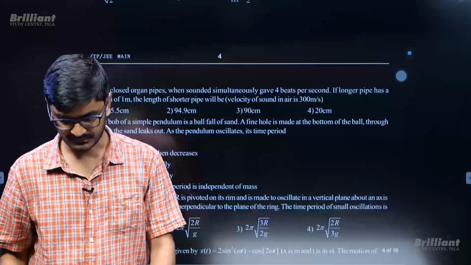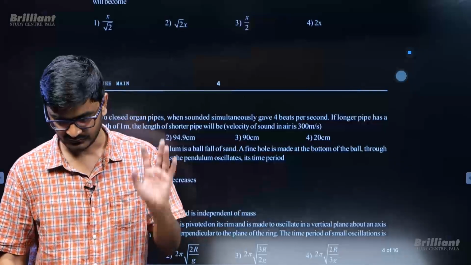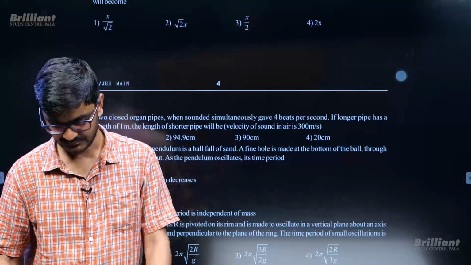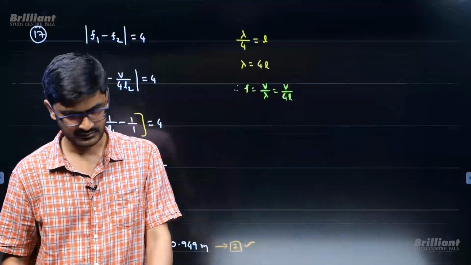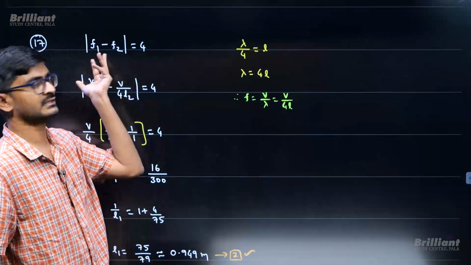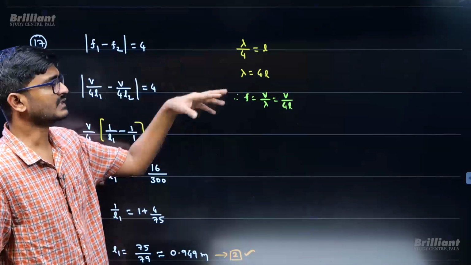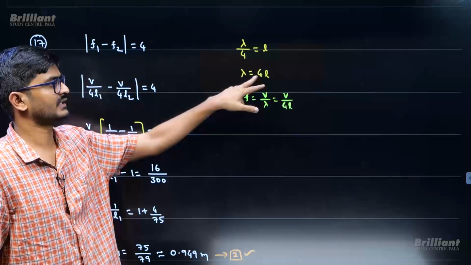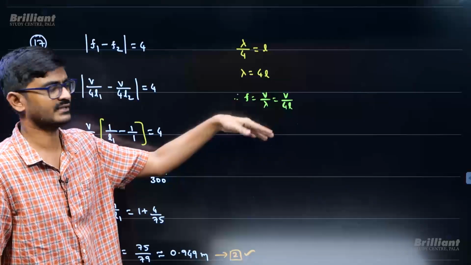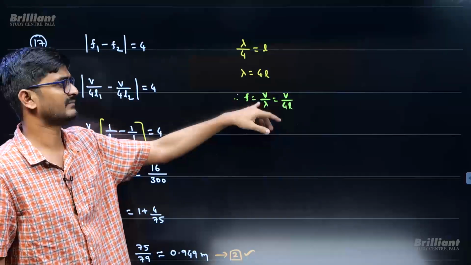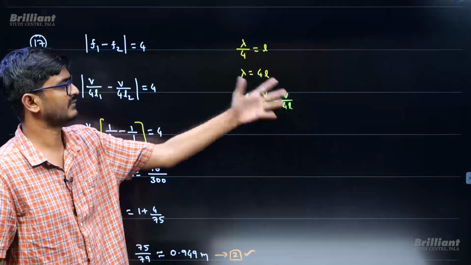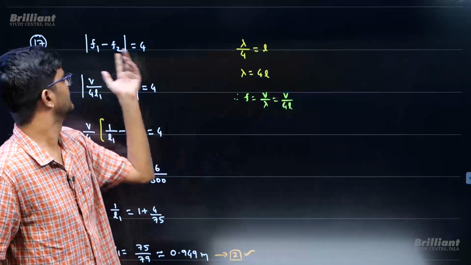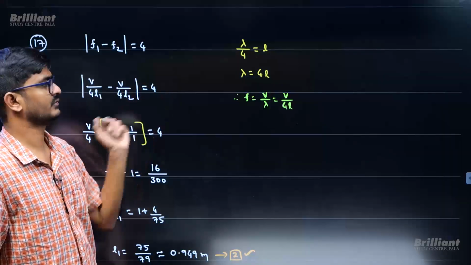Two closed organ pipes when sounded simultaneously gave 4 beats. If the longer pipe has 1 meter length, the shorter pipe length will be. Now beats is 4, so modulus of f1 minus f2 is 4. Now in this particular question, we will be taking fundamental. So lambda by 4 equals L, lambda equals 4L, that figure you can draw. So frequency equals V by lambda, V by 4L. Some people will be remembering it, whatever it is. So frequency will be V by 4L. So V by 4L1 minus V by 4L2 is 4.